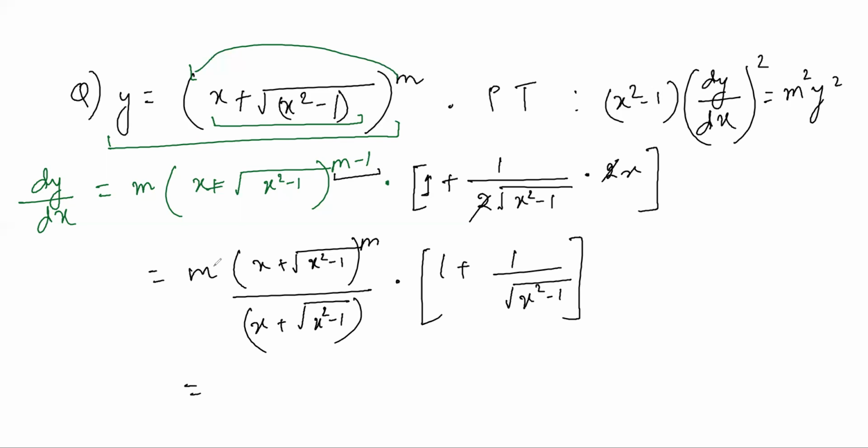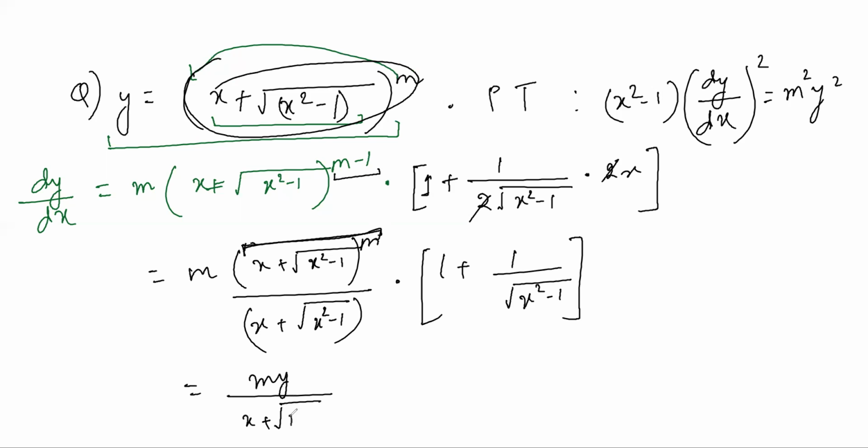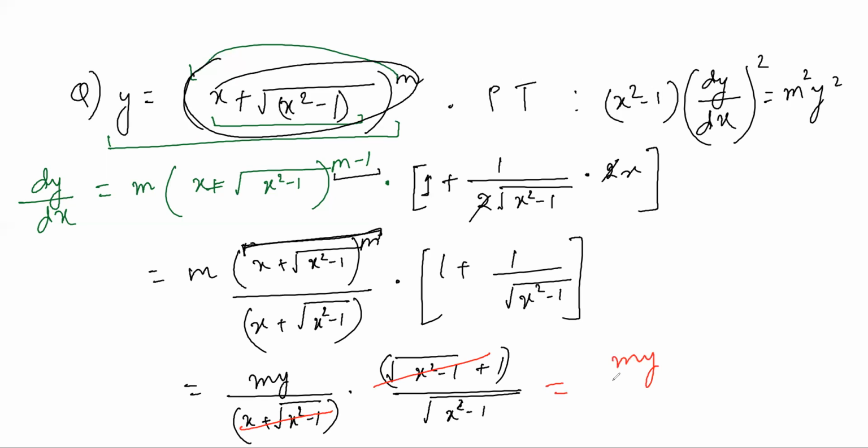This thing is actually y, right? Because our y was initially given as this, so we can write m by x plus root over x square minus 1 into, if I solve this, it will be root over x square minus 1 plus 1 by root over x square minus 1, right? And you can see that this thing and this thing are actually the same. So we can cancel out these two expressions and the result will be m by root under x square minus 1, which is my dy by dx. So we have got the value of dy by dx.